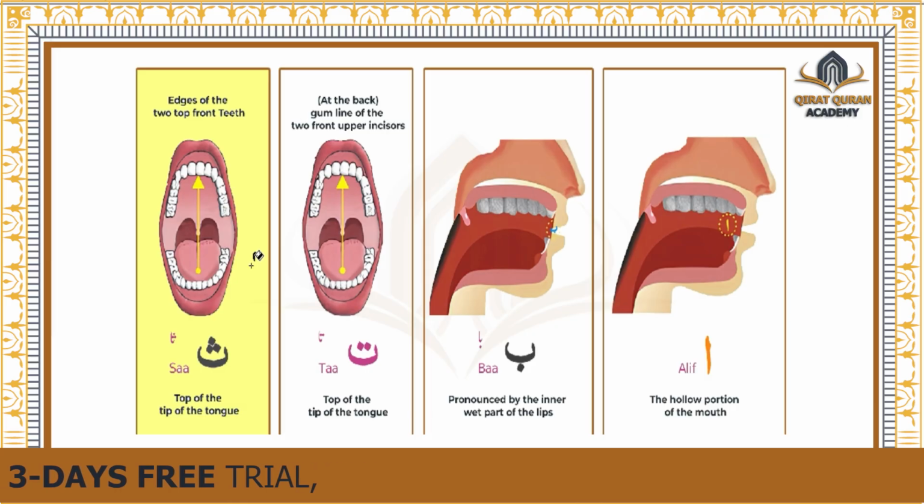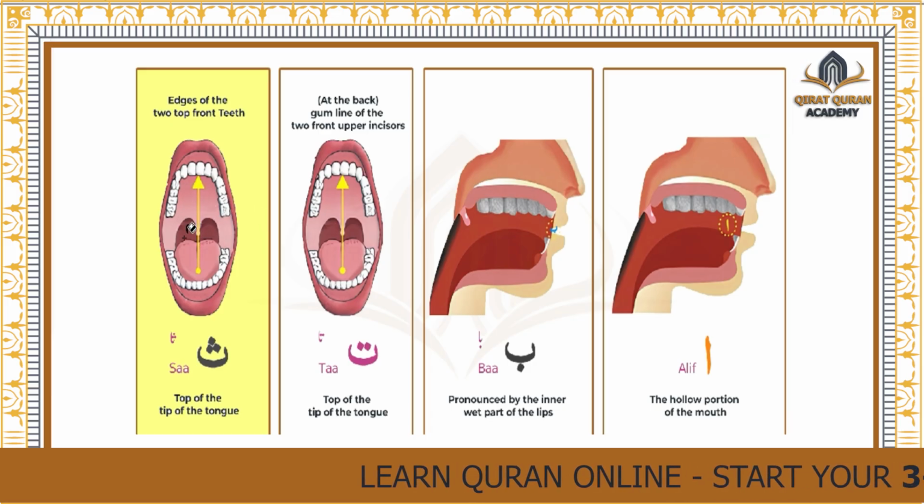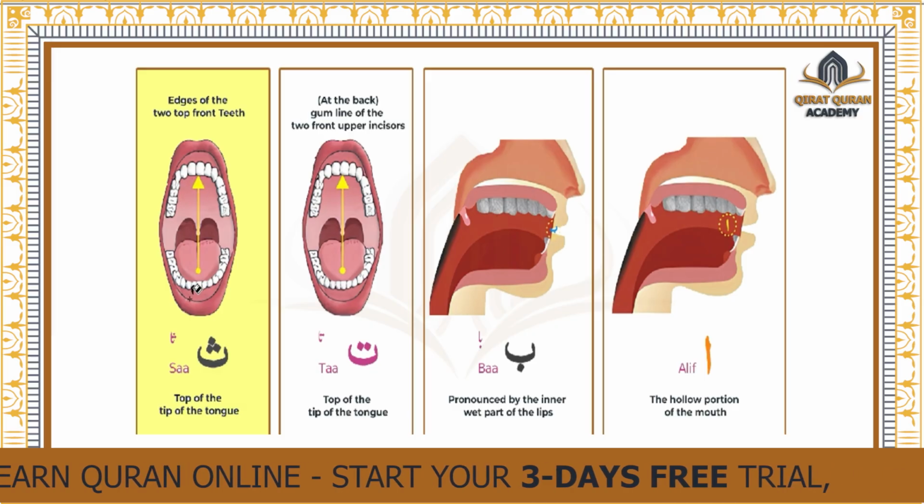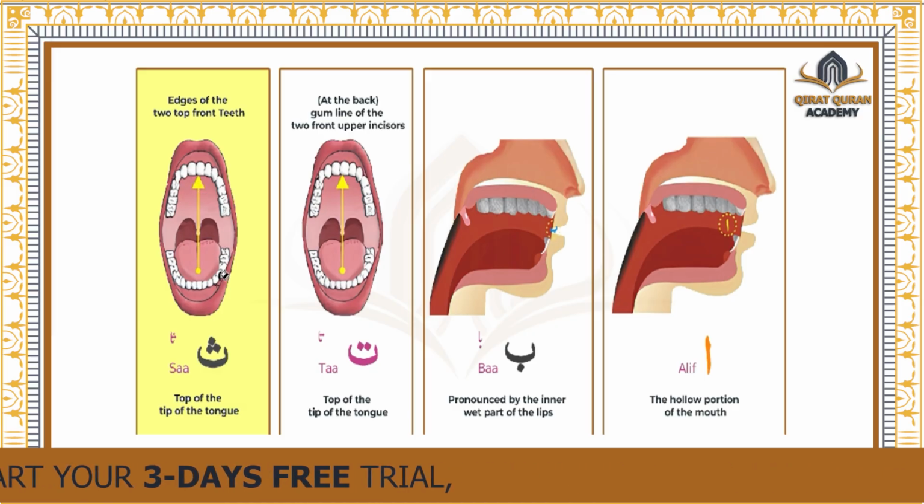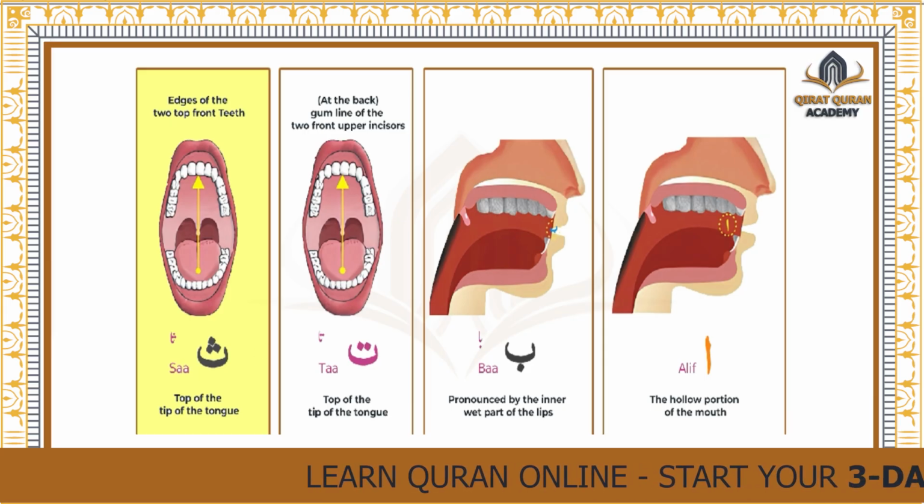When we pronounce Sa, we touch the tip of tongue to the edges of upper teeth. Okay, can you see? This is the inner view of mouth, and when we pronounce Sa, we touch the tip of tongue to the edges of upper teeth, like Sa.